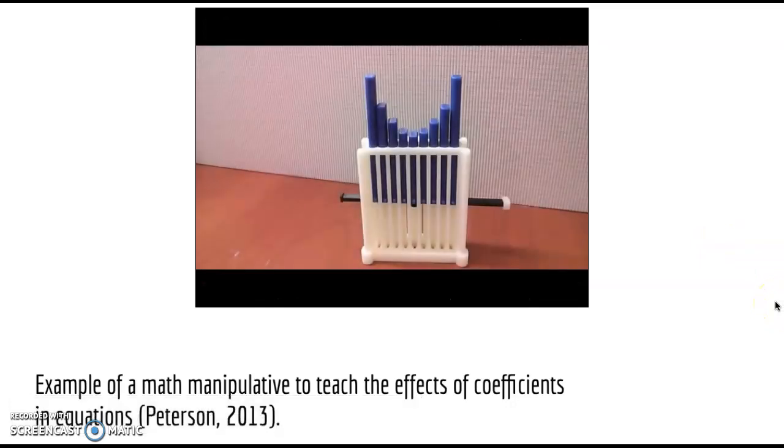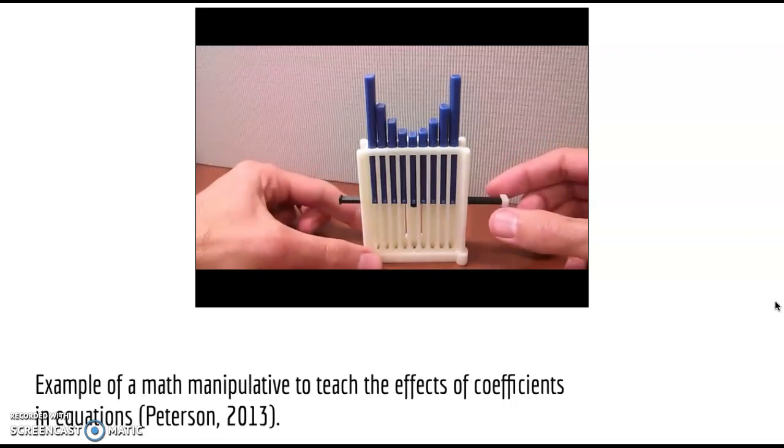This 3D printed manipulative will help you better understand the parabolas generated by graphing a quadratic function. The quadratic function of the form ax squared plus bx plus c. The a coefficient and the c coefficient are pretty easy to understand, but the way that the b coefficient affects the parabola is a little bit counterintuitive. So this manipulative will help you understand that.